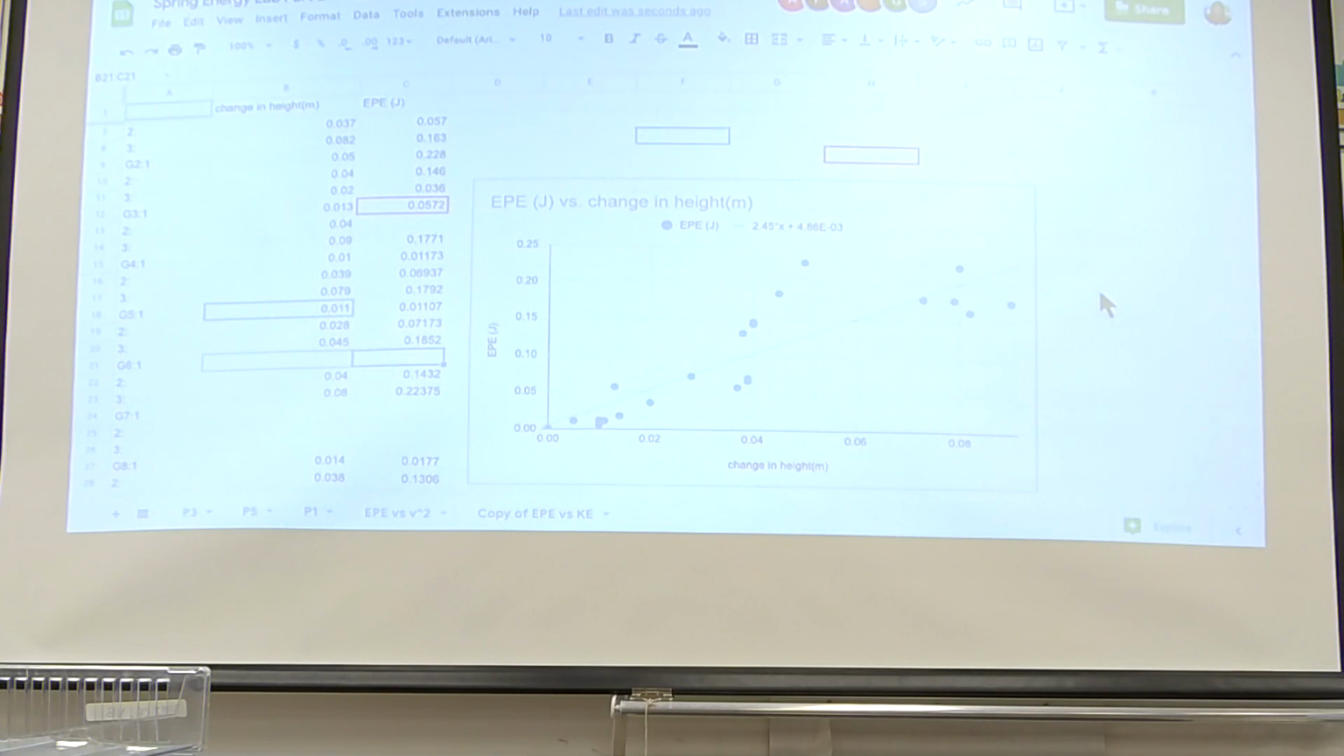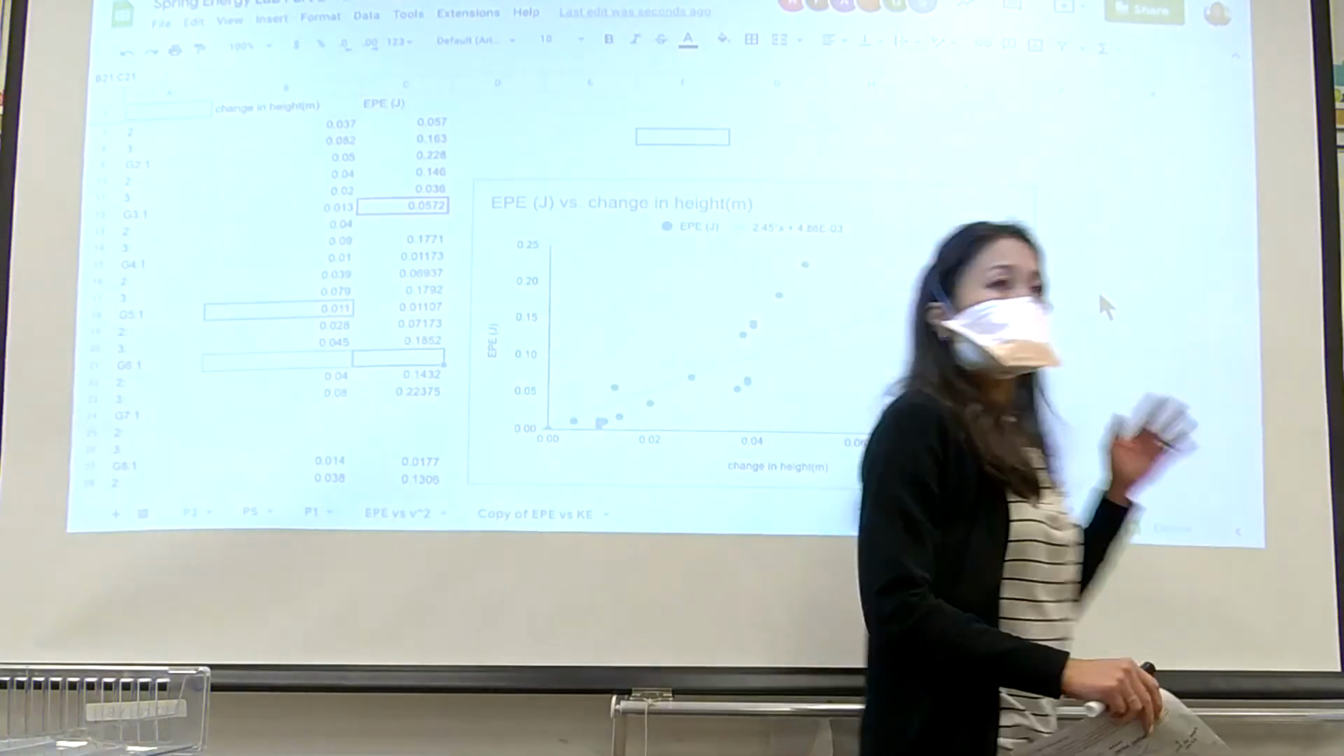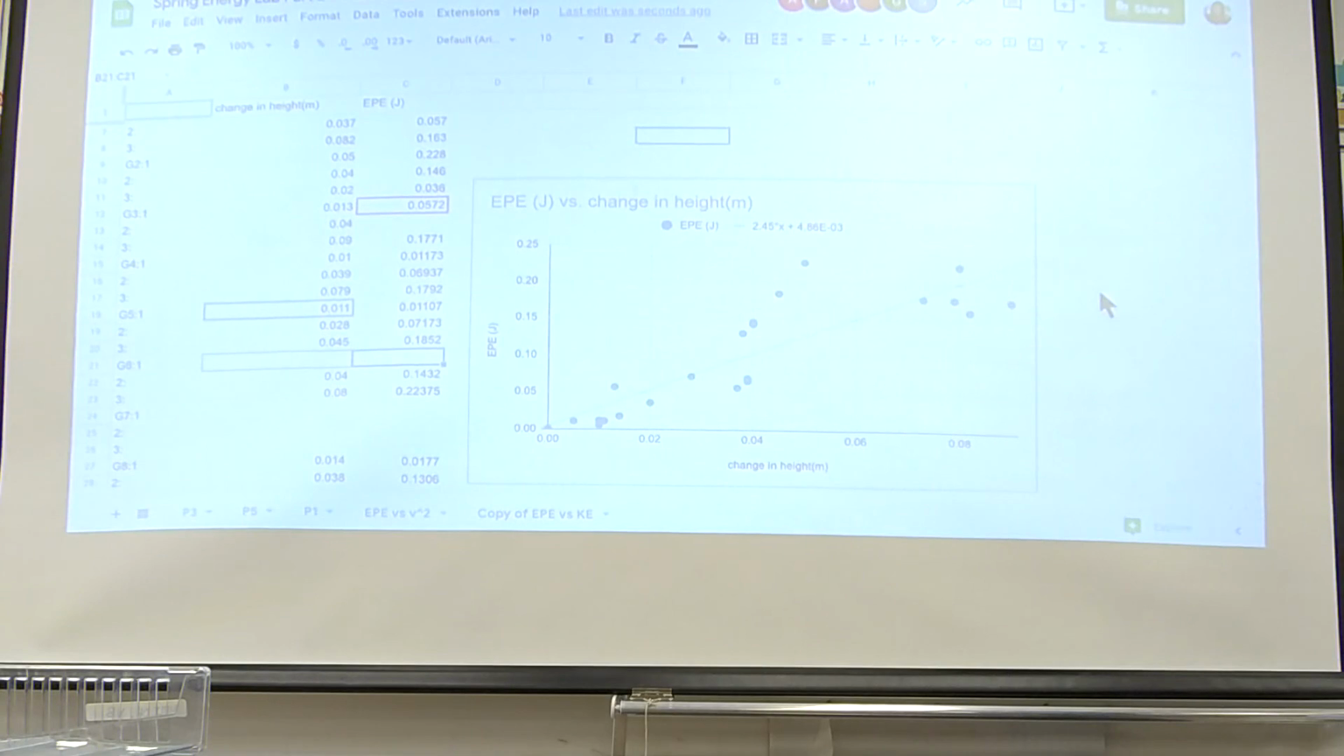I want you to write the mathematical model, do it as best you can. Remember, I don't want to see any y's or x's in it. And I also want you to figure out what the units would be for the slope. And the slope is rise over run. So I want you to think about what is the unit for rise, what is the unit for run. So take a minute to do that.